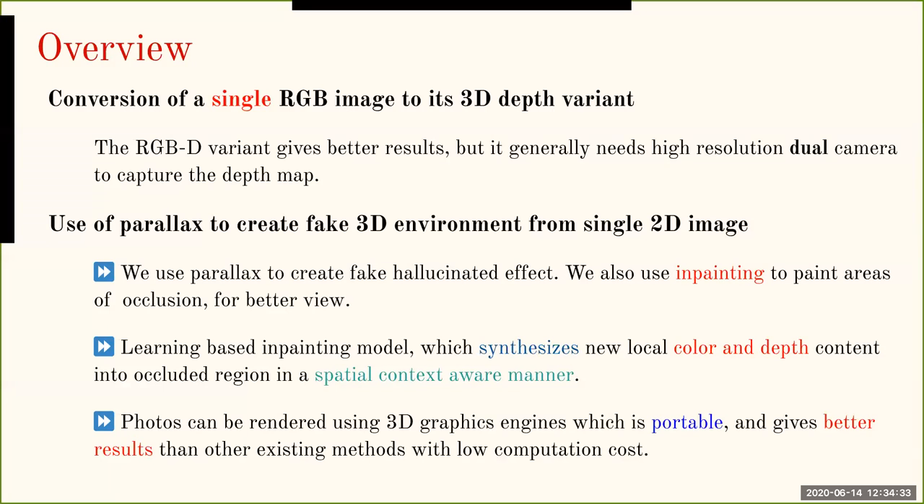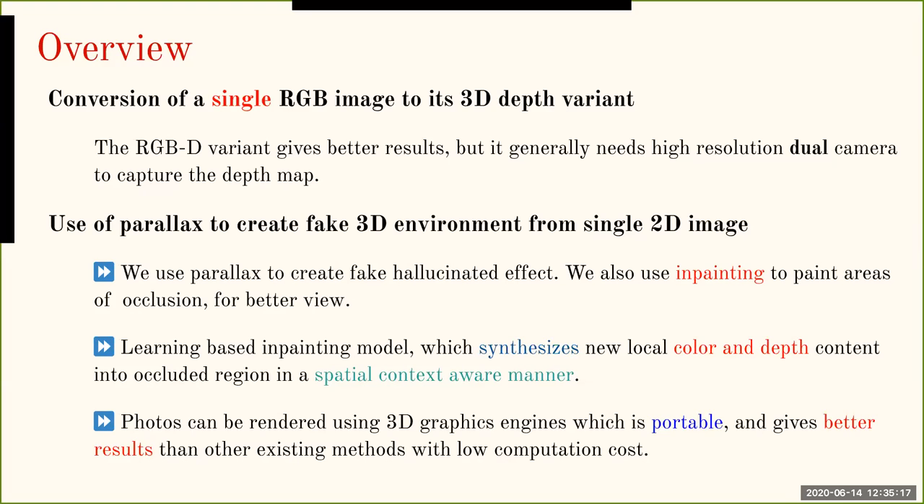So firstly, introduction. So overview. Okay, so conversion: we will convert a single RGB image to its 3D depth variant. So what is an RGB image? An RGB image is anything we capture from any mobile phone. A low quality image can also be RGB, and the better variant, which gave better results for the original paper, uses two camera lenses. So that gives kind of a depth value to the RGB image. So it also needed high resolution and a dual camera to capture the depth map.